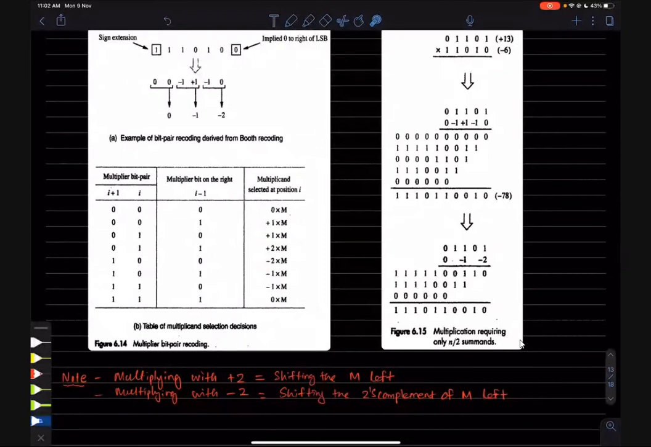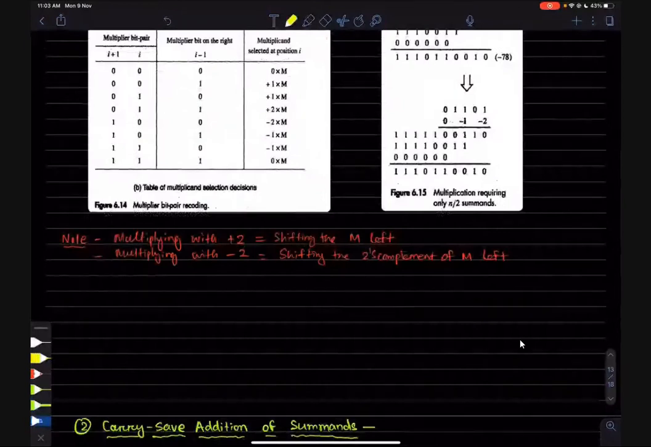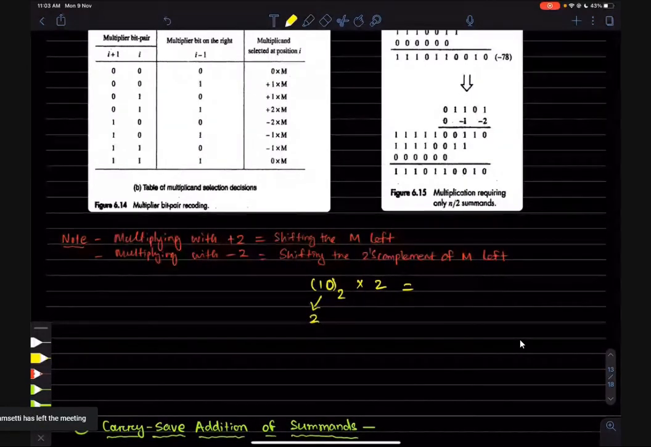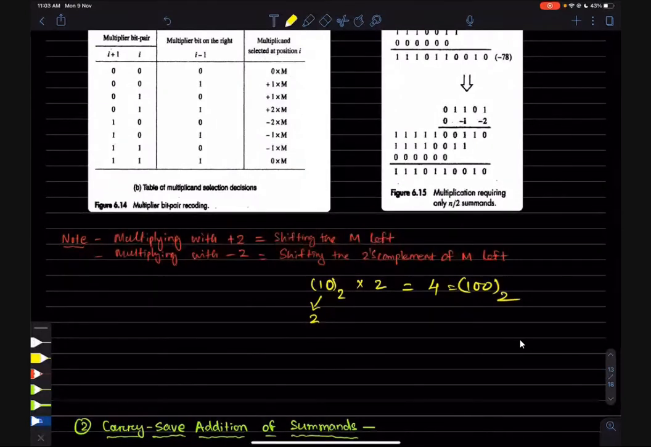So what does multiplying by 2 mean? Let's take one example. Suppose you have the number 10 and you have to multiply it by 2. 10 is in binary. What will be the output? Who can tell? Obviously this 10 is nothing but 2 in decimal, so 2 into 2 is 4, that means 100 in binary. Am I right?